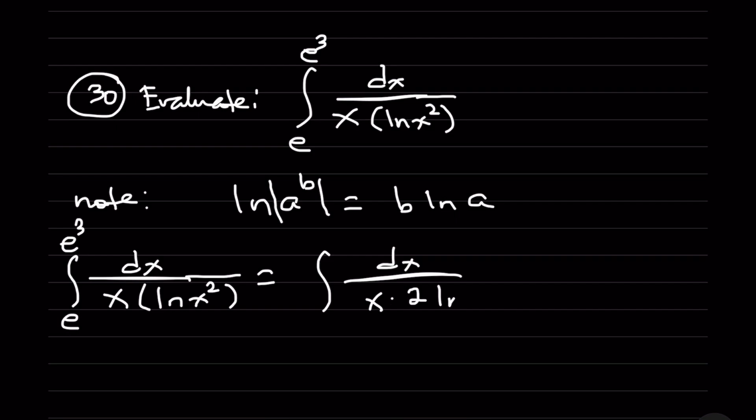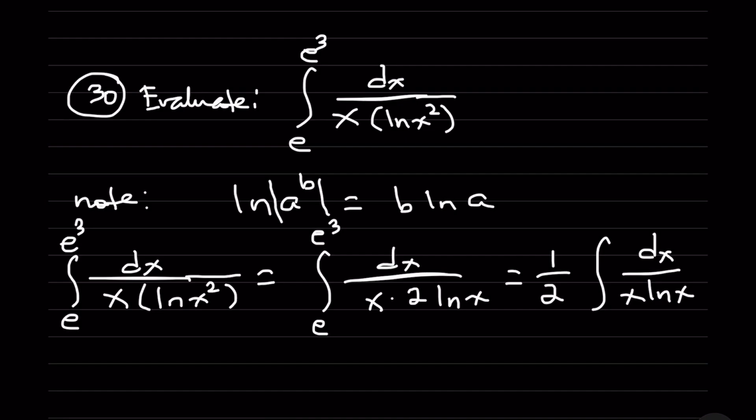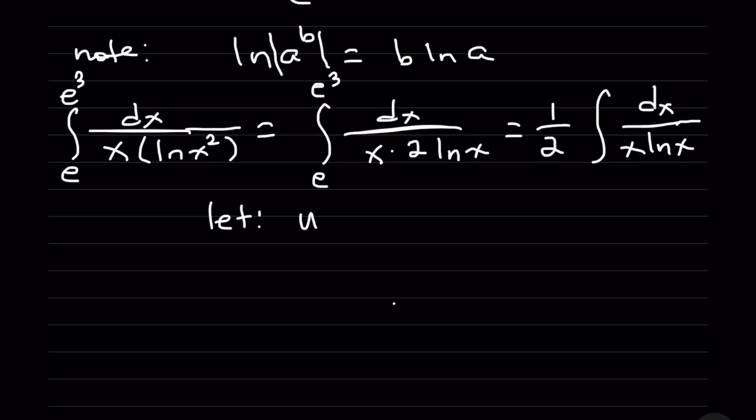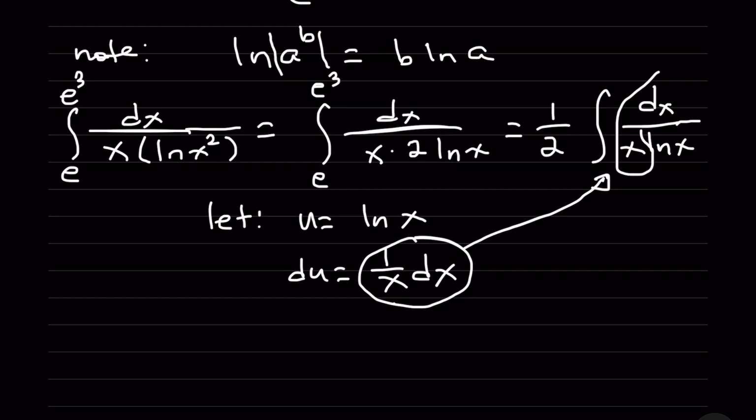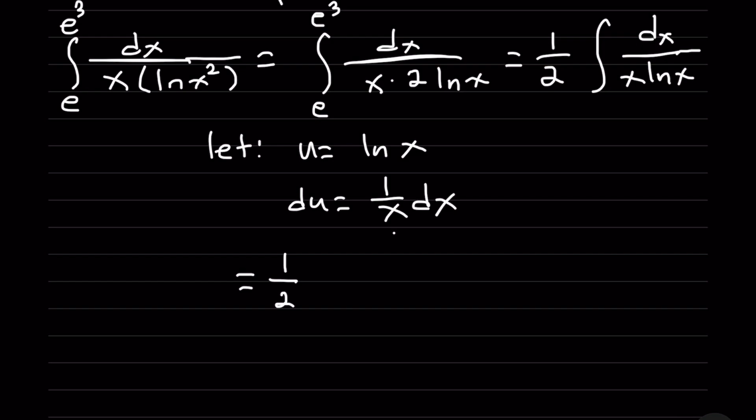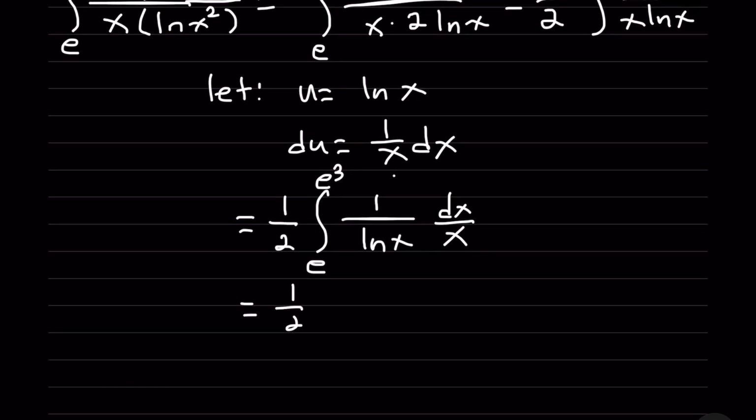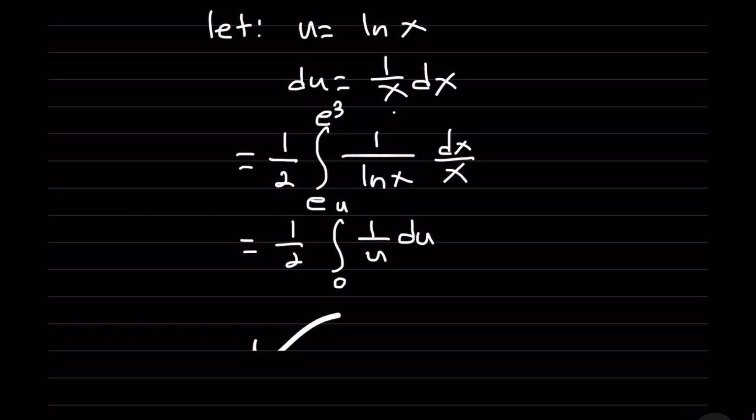So you can write the original equation as follows: dx over x times 2 times ln x. 2 can be taken out of the integral, so you have 1/2 before the integral. Now if you let u be equal to ln x, du is equal to 1 over x dx. Now 1 over x dx can be found in the equation, right? So you can write the equation as 1/2 integral of 1 over ln x times dx over x evaluated from e to the third power.